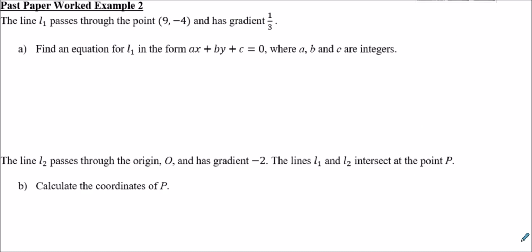Let's have a look at another one. So this one, past paper worked example 2, we have a line L1 passing through the point 9, minus 4, and it has gradient of 1/3. Find an equation for L1 in the form ax plus by plus c equals 0, where a, b and c are integers. So again, what we can do is use the general form of the equation y minus y1 equals m brackets x minus x1.